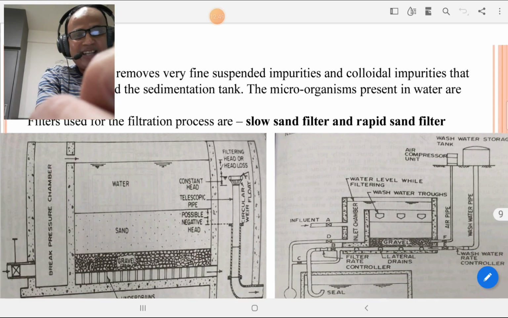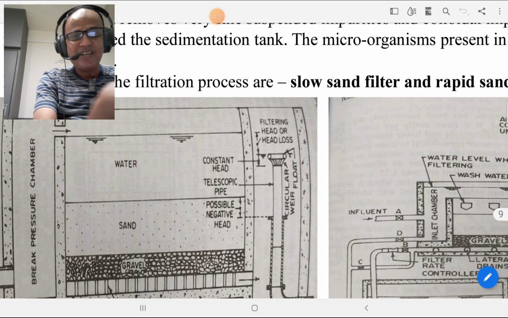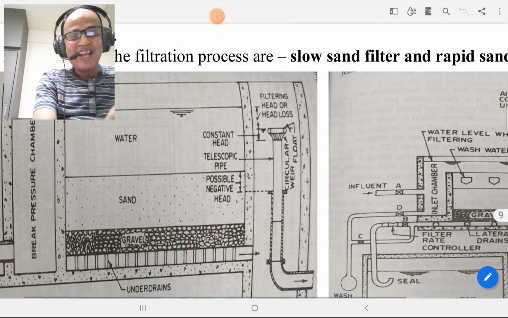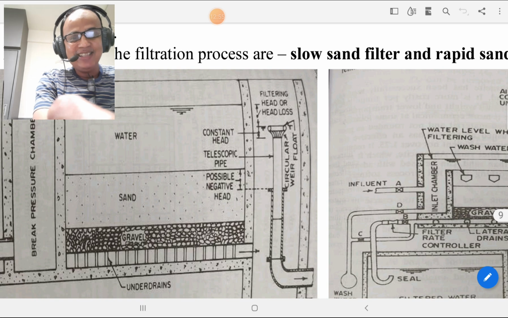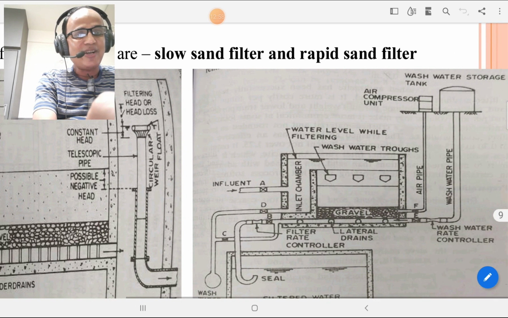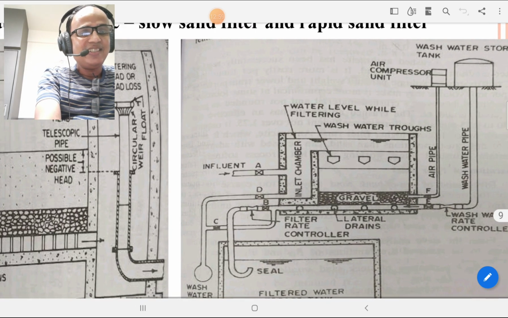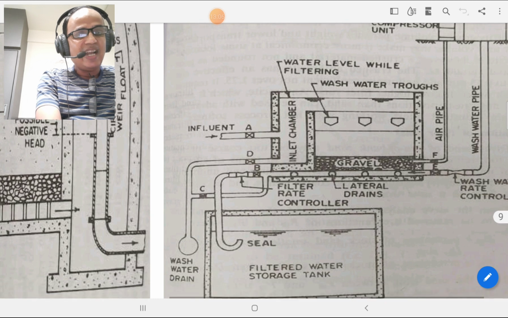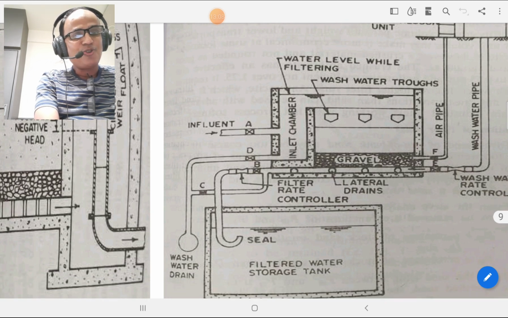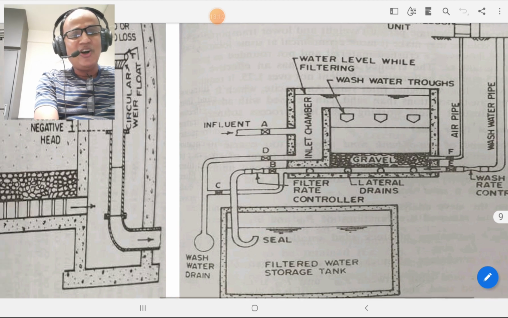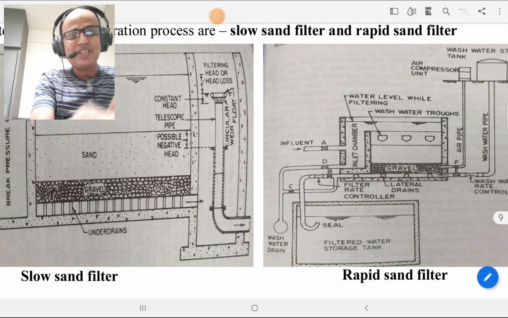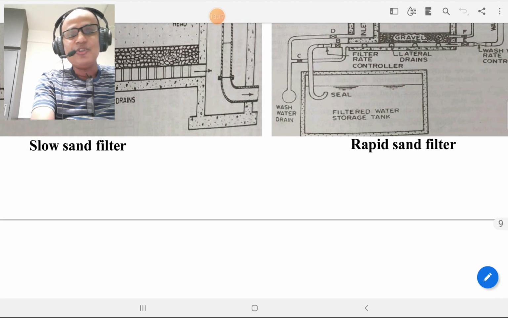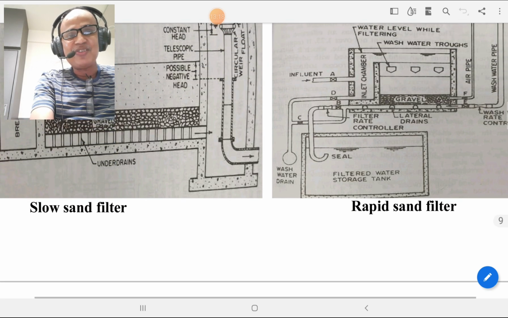So please look at the arrangement of those filters. Water is there, below water there is sand, below sand there is gravel, and underdrains are provided there. And the second figure is the rapid sand filter, and in the rapid sand filter also there is the arrangement of gravel, and a filtered water storage tank is also there. So you must study all these figures and operations for water supply engineering. Slow sand filter and rapid sand filter.